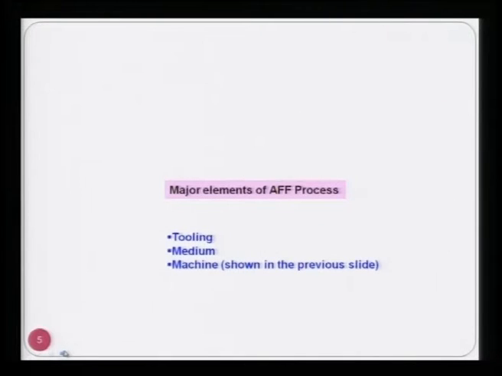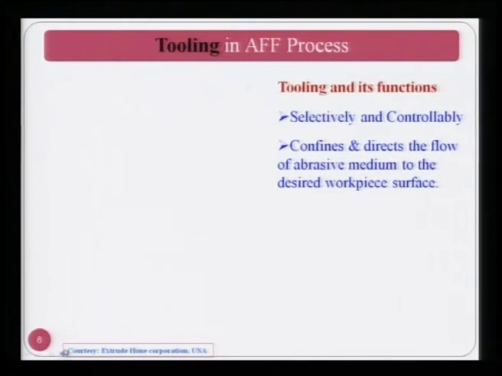There are three major elements of the abrasive flow finishing process. One is the tooling, another is the medium, third is the machine that I have shown to you in the just earlier slide. Tooling and its functions are: tooling makes it possible to remove the material or to finish the workpiece selectively in the desired area, and you can control it through the rheological properties of the medium, but it does not have the facility to control the rheological properties of the medium online.